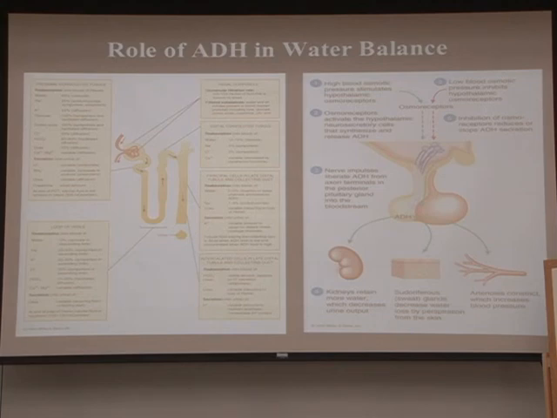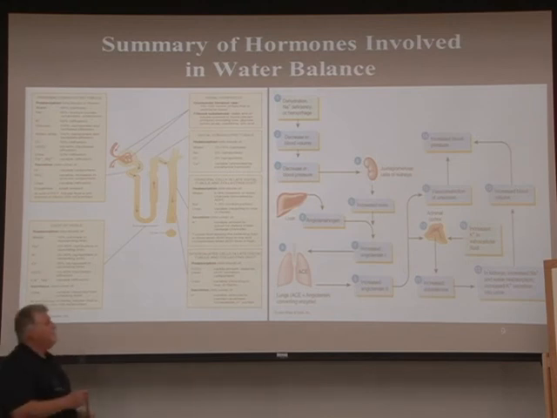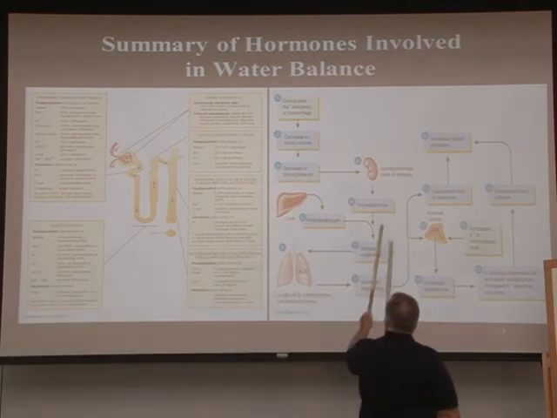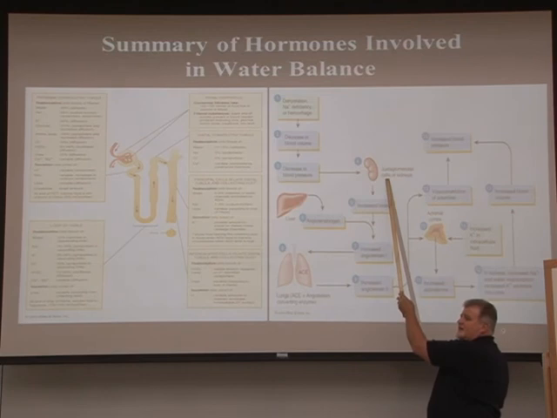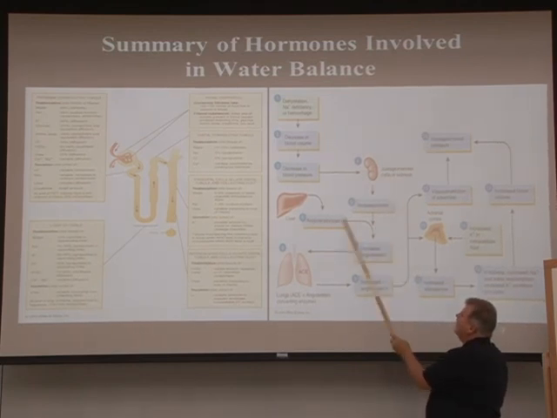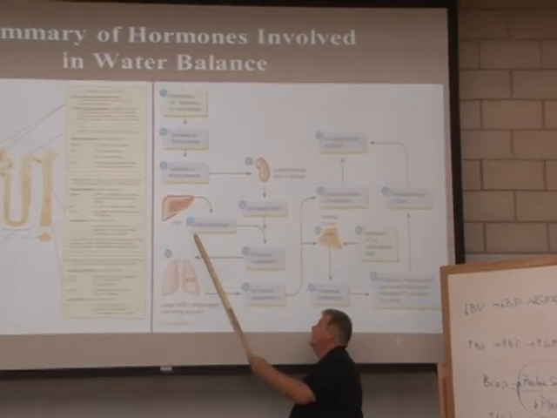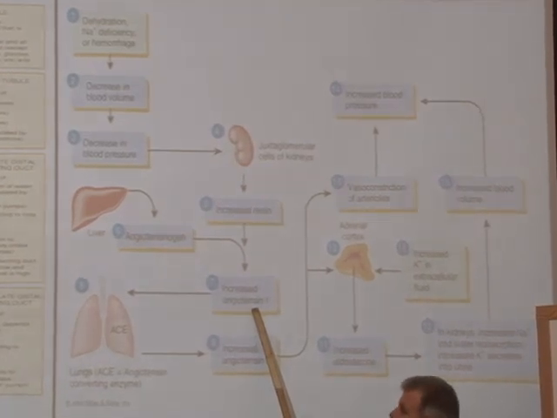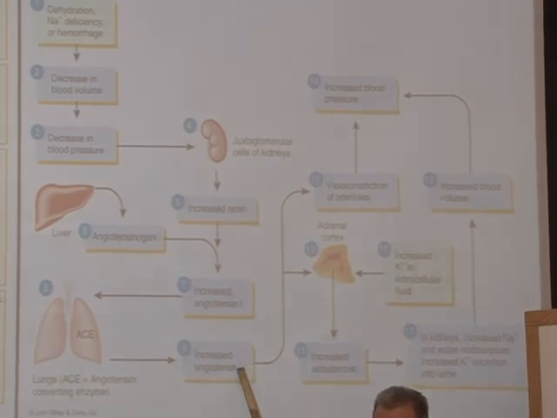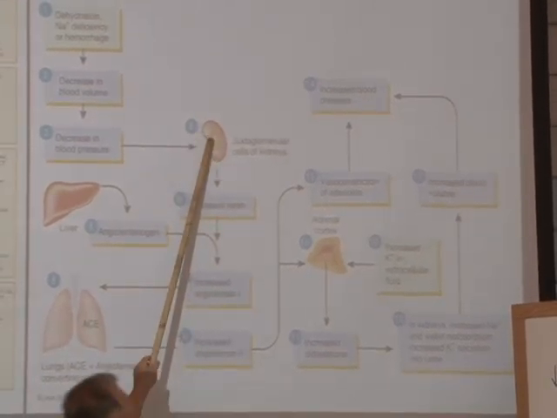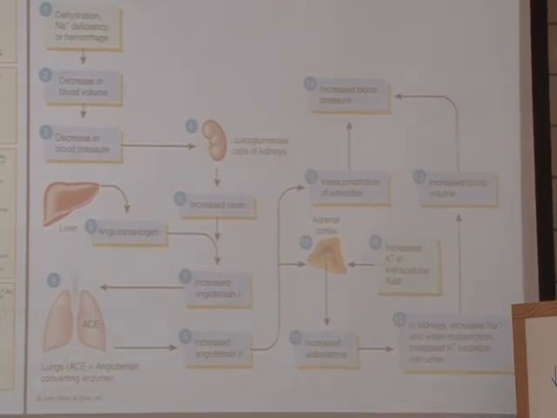All right. So this is just a reminder of our buddy renin. Renin is produced by the juxtaglomerular cells of the kidney. Renin interacts with angiotensinogen that is produced by the liver. It converts it to angiotensin 1, which takes a trip to the lungs where ACE converts it to angiotensin 2. Why would you do that? Angiotensin 2 is a hormone of dehydration. So why would we do it?